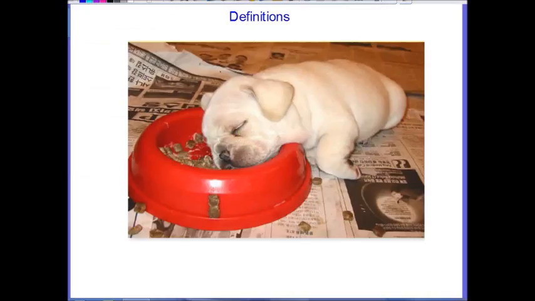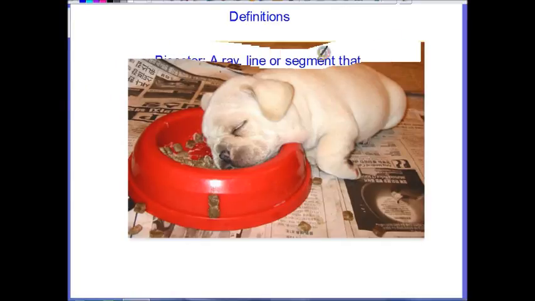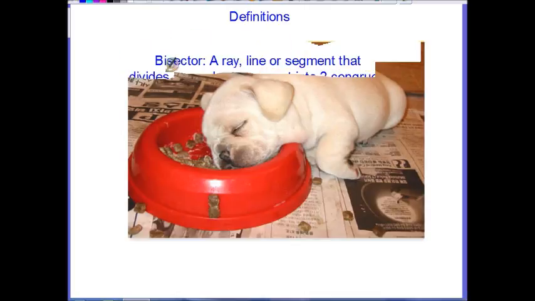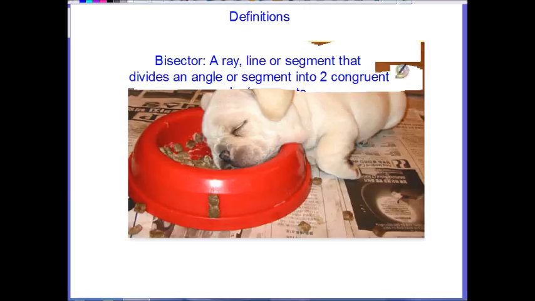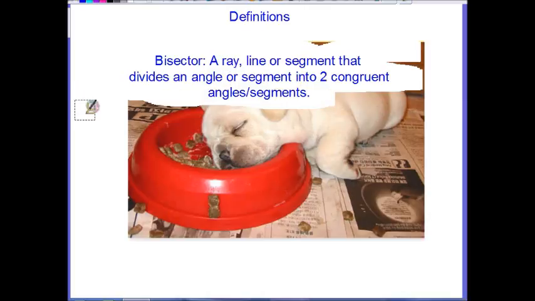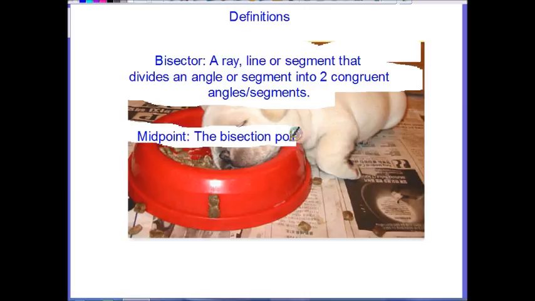So let's get started with some definitions. First definition that we have is of a bisector. A bisector is a line, ray, or segment that divides an angle or segment into two congruent angles or segments. Our second definition is of a midpoint. The midpoint is the bisection point of a segment. Now, can lines have a midpoint? Think about that and answer it tomorrow when we come in class.